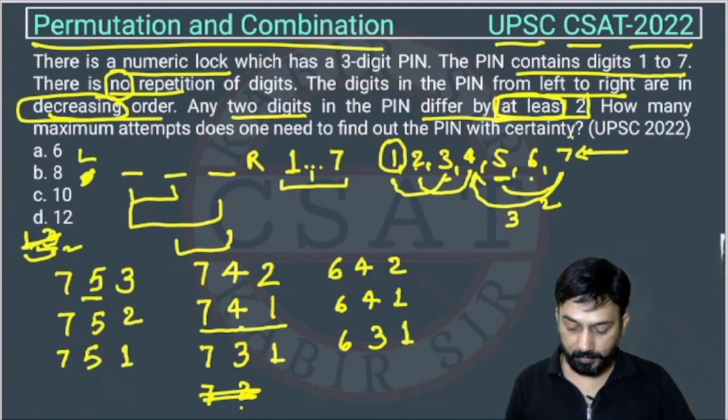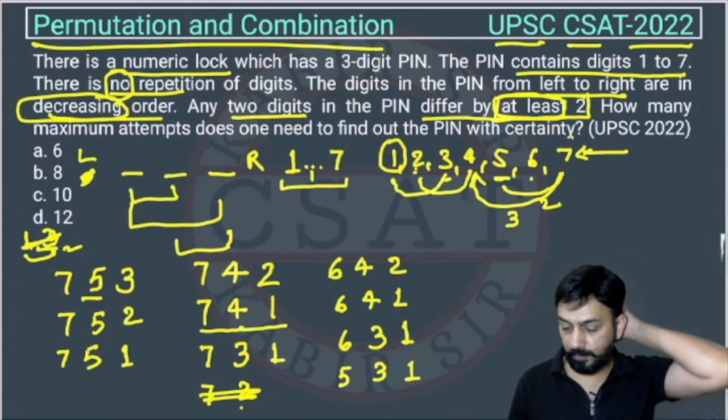So can we take 6, 2? If we are taking 6, 2, then we cannot take 1 because the difference is less than 2, right? So with 6, 2 there is no possibility. So 6, 2 is not possible. Now can we select 5? If we are selecting 5, the next digit will be 3, right? And after that it will be 1: 5, 3, 1.